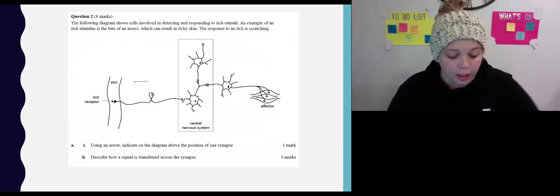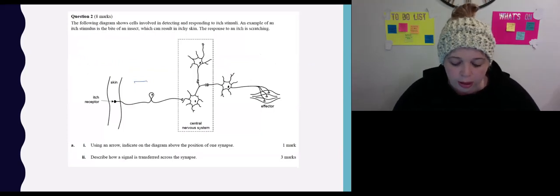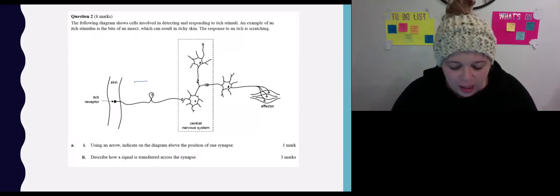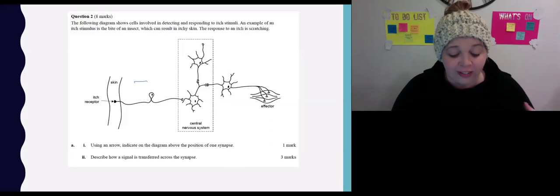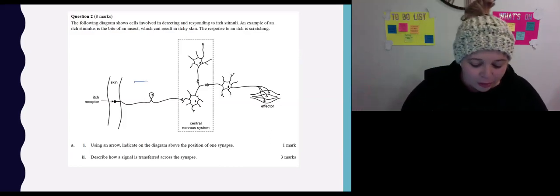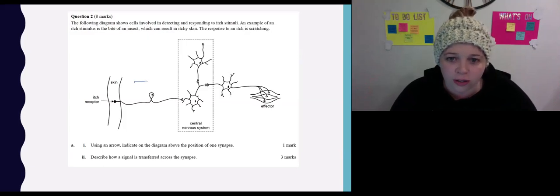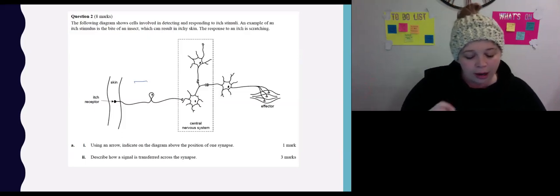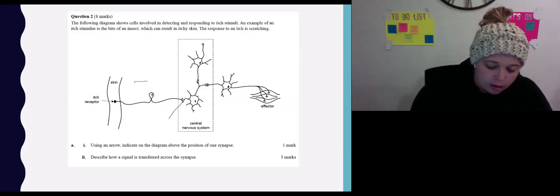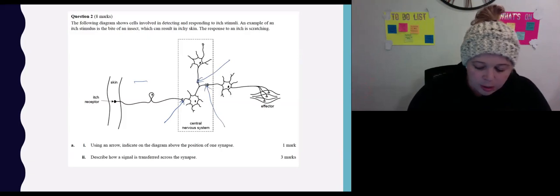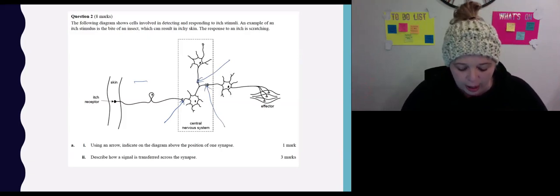This picture here shows cells involved in detecting and responding to itch stimuli. Itchy, itchy, itchy. Now that I'm saying the word itch, I'm sure you're all itching. An example of an itch stimulus is the bite of an insect, which can result in itchy skin. A response to itch is, of course, to scratch. So using an arrow, show the position of a synapse. You used to need to know a lot more about neurons, but I think we can still get there. A synapse could be here, here, or here. Any one of those three, I'm perfectly happy with.